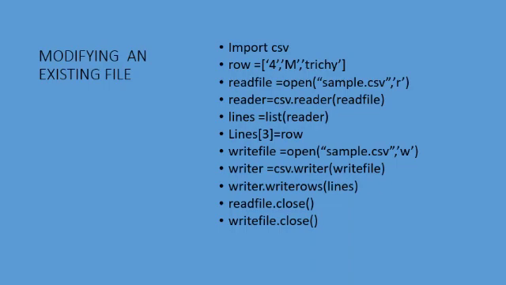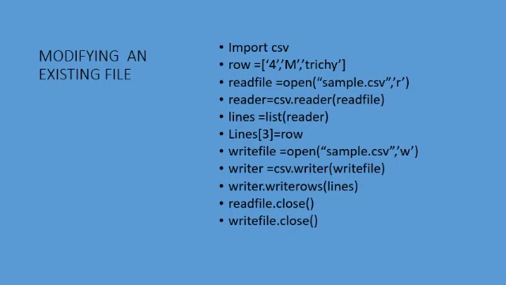Import csv. The csv module I am importing. Then row equal to ['4M', 'Trichy'] I am giving. Row is a variable, and there I am giving it in list format. So we can take the list variable row equal to 4M, Trichy. This is the value I am going to change.